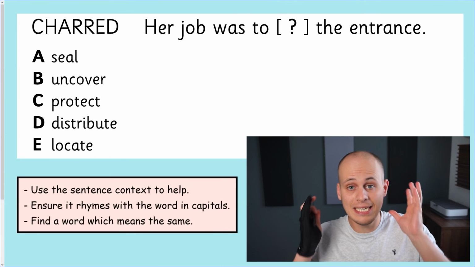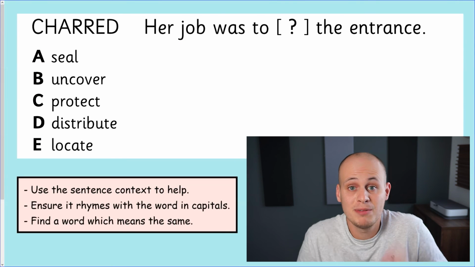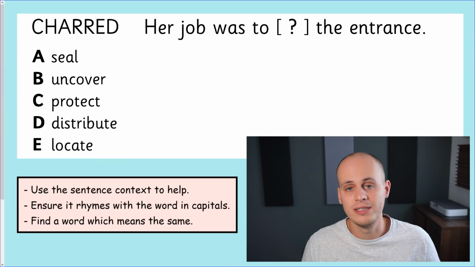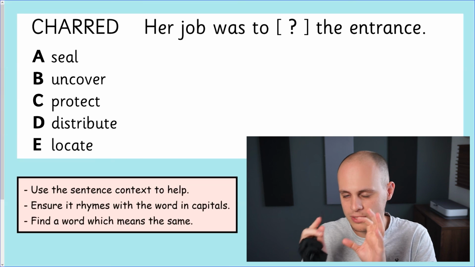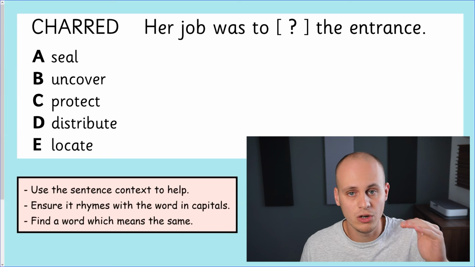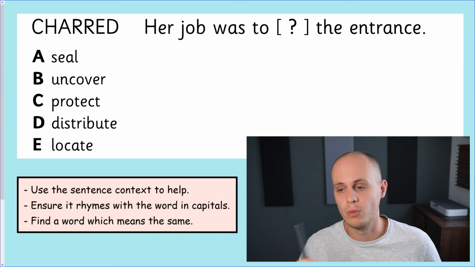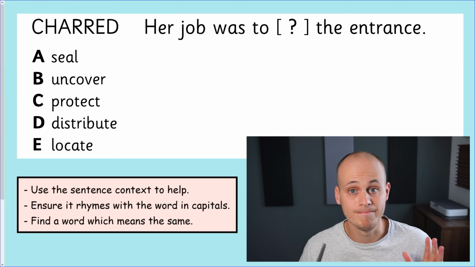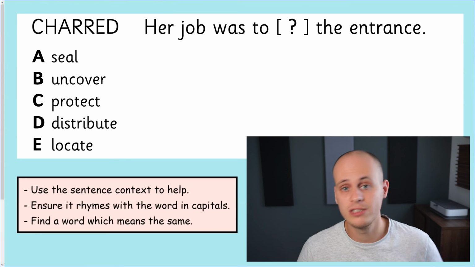And there we go. It really is as simple as that. Just a couple of steps to remember. Got to remember to rhyme with the word on the left. It has to make sense in the context of the sentence. Then you've simply got to find a word that means the same as that once you've worked out the missing word. And you're done. So I'd like you to have a go at the question on the screen right now.